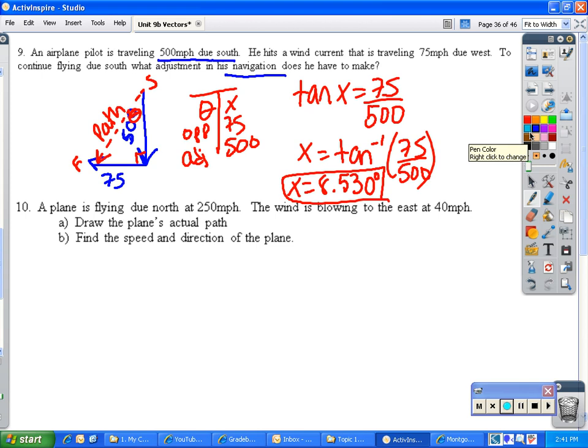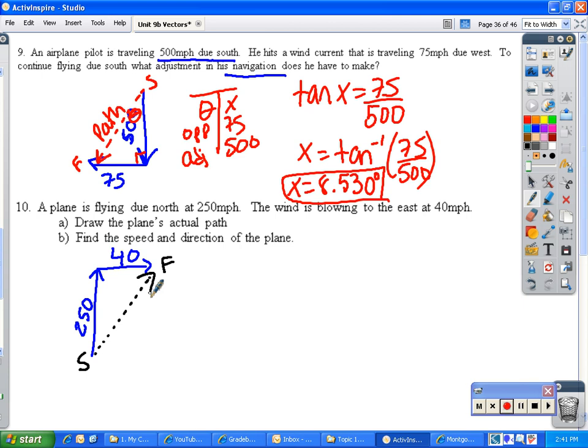All right, next problem. A plane is flying due north, so apparently we really liked planes here. So I'm going to draw north, 250 miles per hour. And the wind is blowing to the east, 40 miles per hour. We want to draw the plane's actual path. So the actual path, if he's trying to head this way, he's trying to start here, the wind is blowing him over here, his actual path is this line.